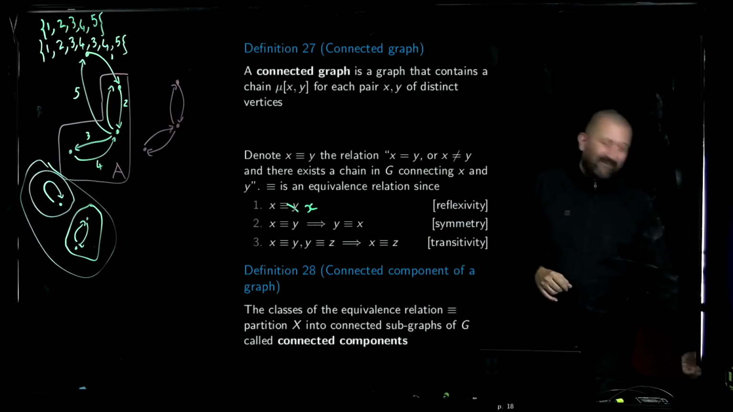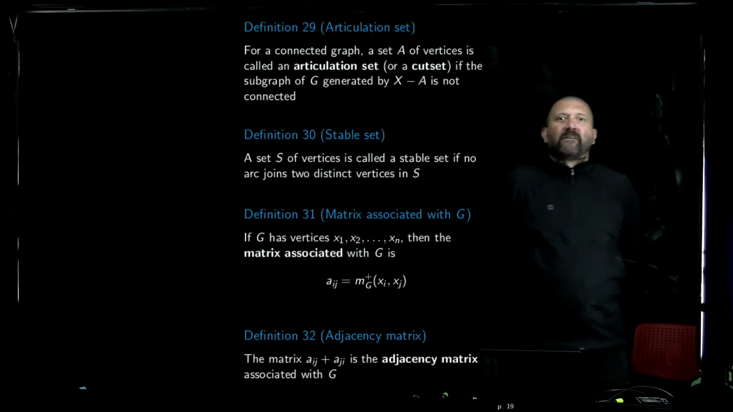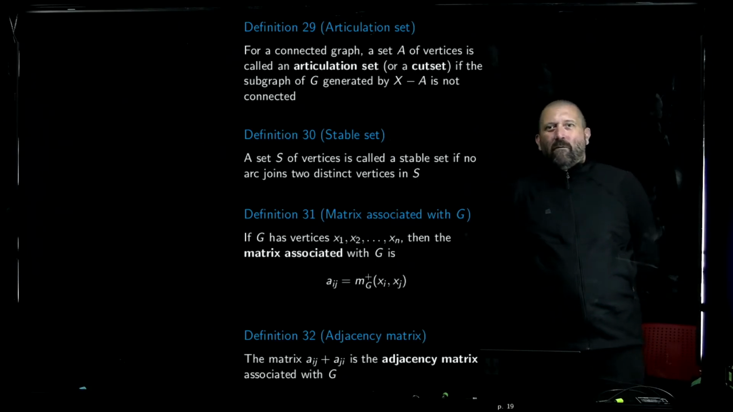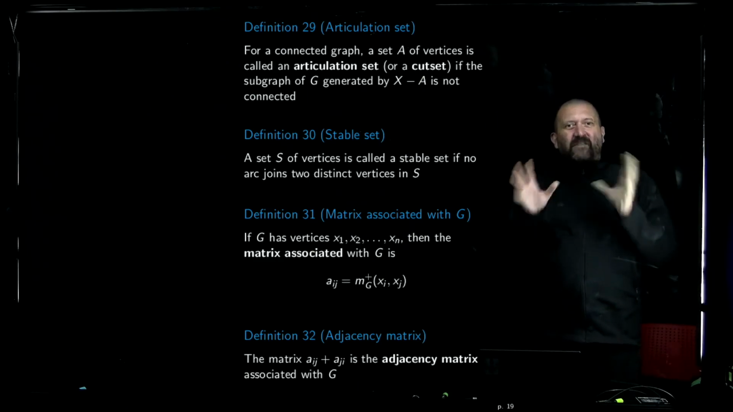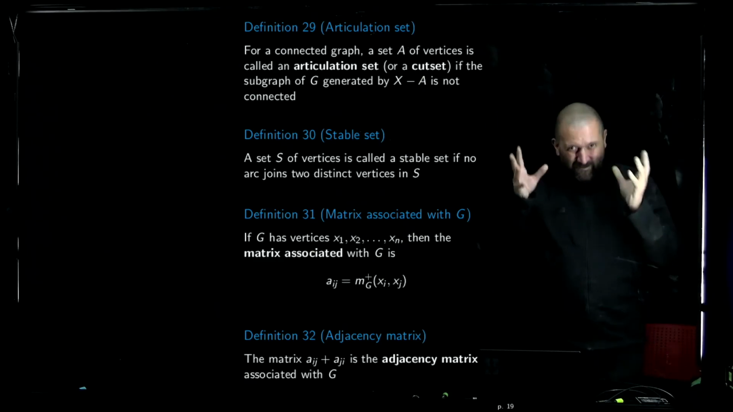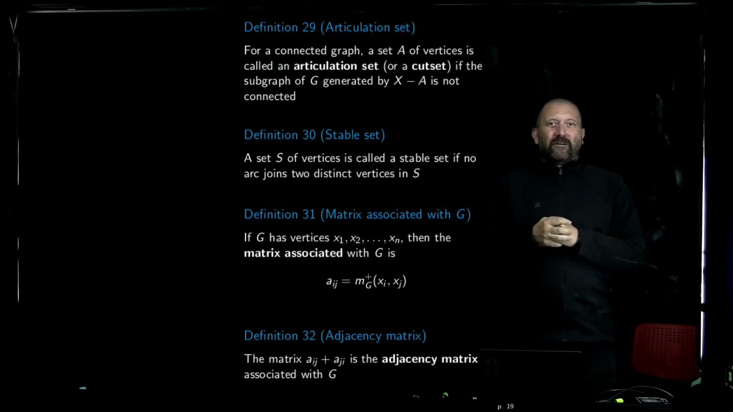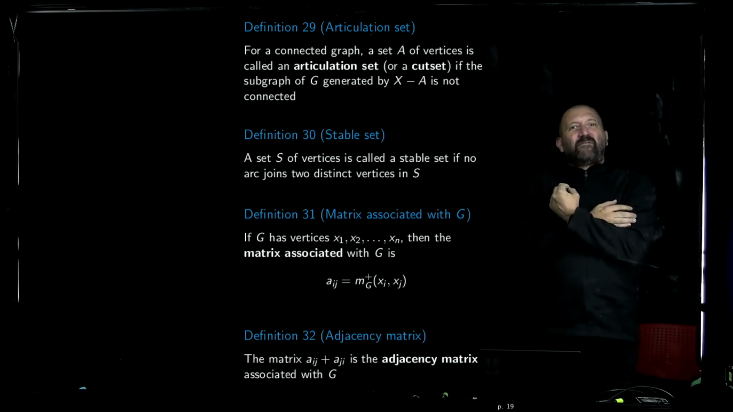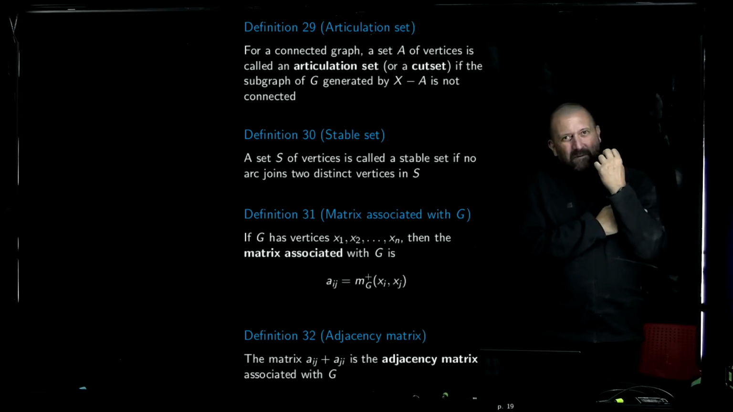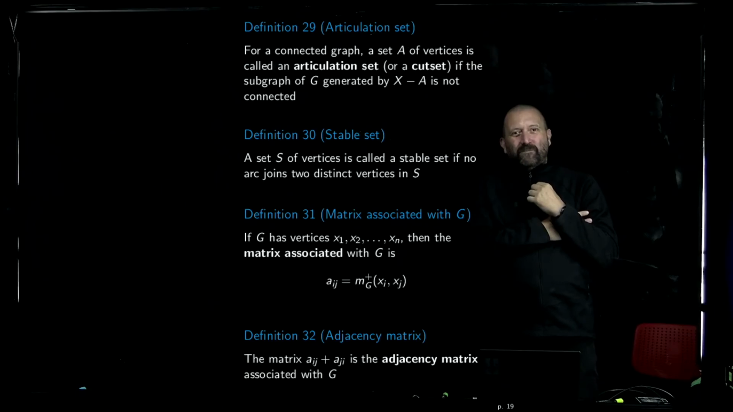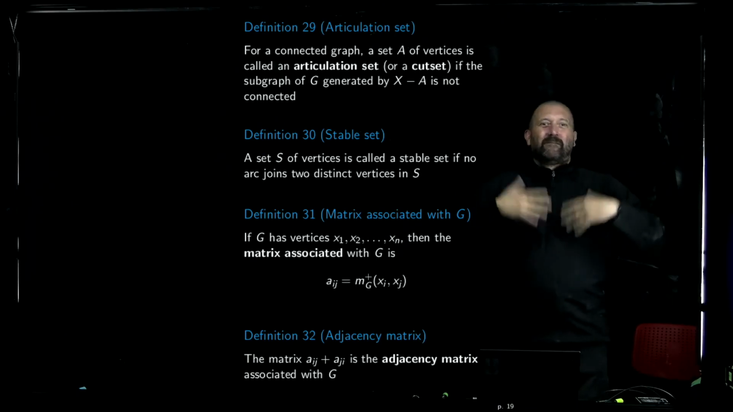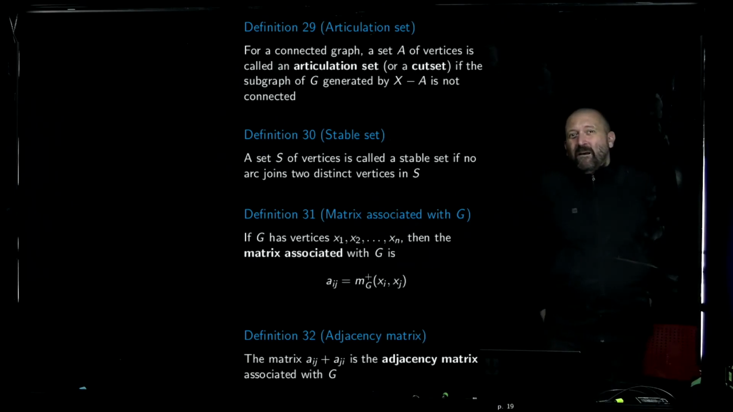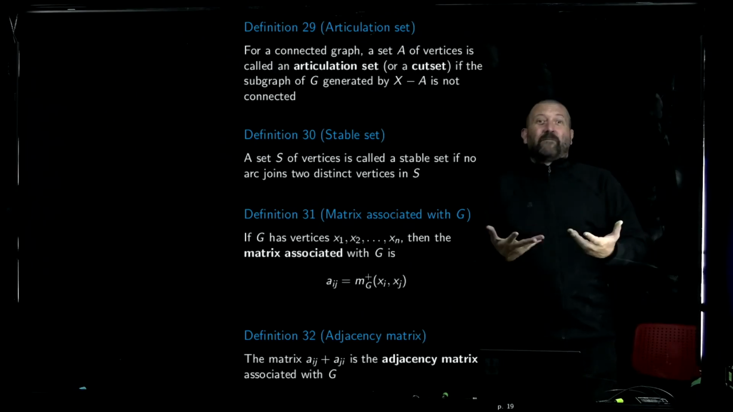Time for more erasing. Now, if I have a connected graph, what we call an articulation set or a cut set is a subgraph, so the set of vertices A is a cut set or an articulation set, if by removing these vertices, I am depriving the graph of connectedness. Okay, this is really important. The examples that we're going to look at in terms of applications in this course are probably going to involve social networks of some sort.